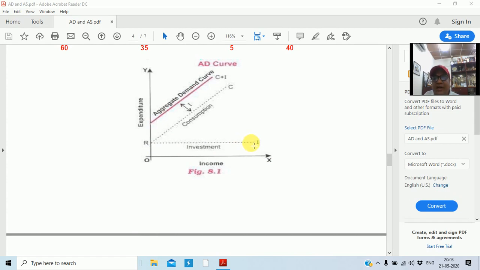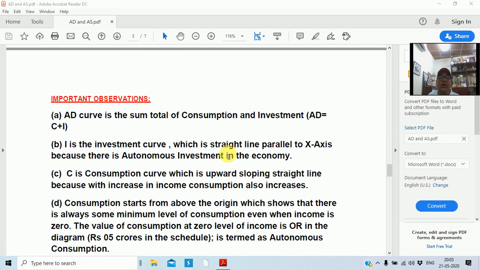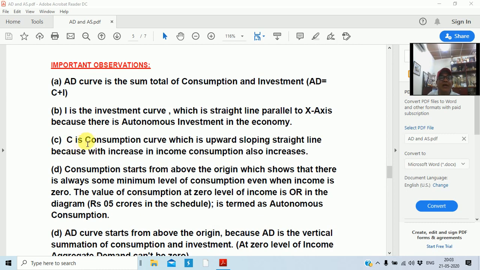And what is the character of autonomous investment? Whatever the level of income, investment remains constant. That's why it is parallel to the x-axis. Then the consumption curve is upward sloping. Why? Because there is a direct relation between income and consumption. Why is it an upward sloping straight line? Because with an increase in income, consumption also increases.